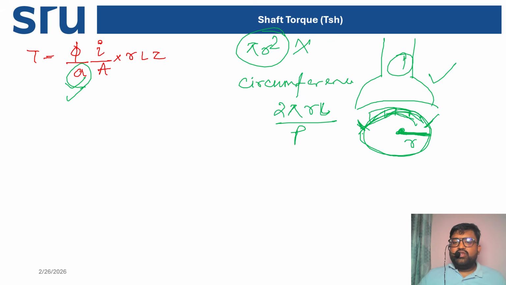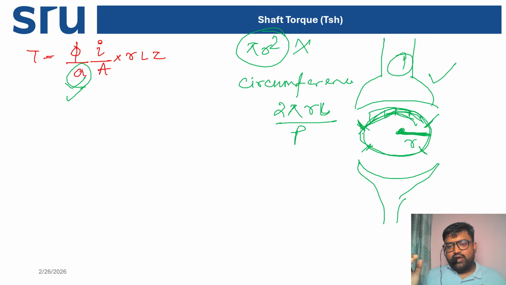Suppose there are two poles. Here I am putting another pole. Then the pole number will change to 2. Depending upon the pole number, the periphery is covered through the poles. Then we can see the formula will develop, that is 2 pi r l by p.